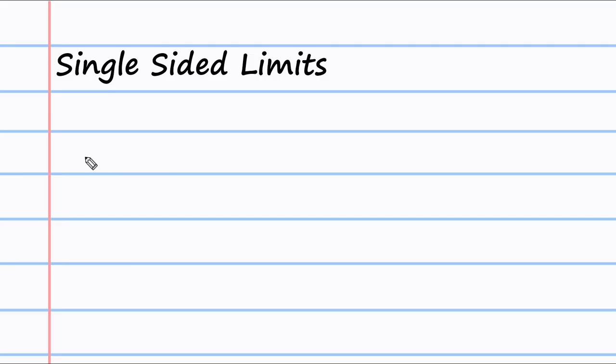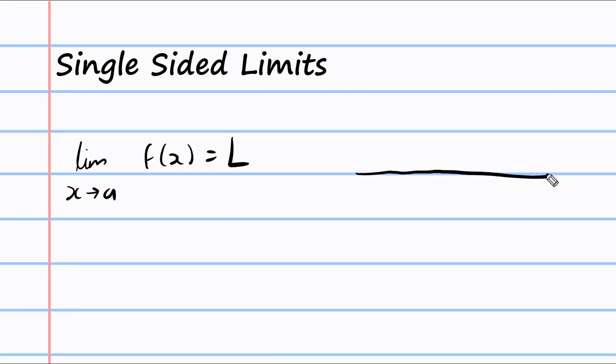Okay, so in the last slide we talked about two-sided limits. They're just written as limit as x approaches a of f of x equals L, right? And on the number line, it looks something like this. We're exploring what f of x approaches when we let x approach a from both the left-hand side and the right-hand side.